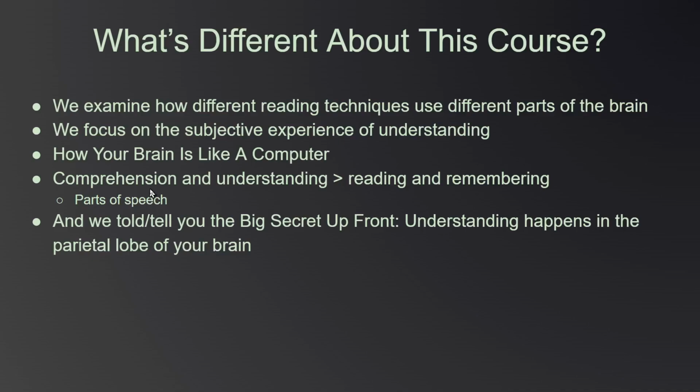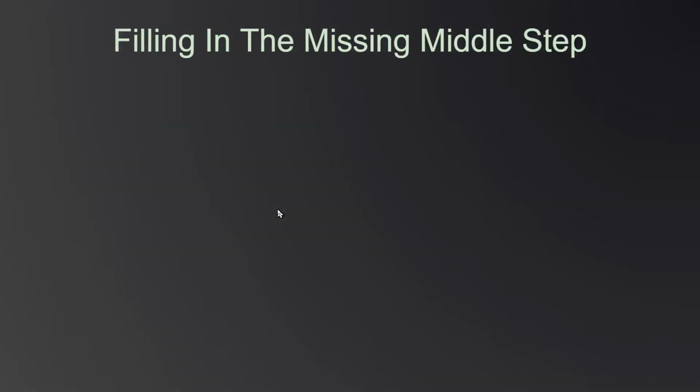We're going to talk about comprehension and understanding, not necessarily reading and remembering, which a lot of other courses focus on. And we're even going to get into what parts of speech do to create experiences in your brain. We already told you the big secret up front that understanding happens in the parietal lobe in your brain. So we're not going to make you wait. We're just going to plow right through and make sure you get everything you need.